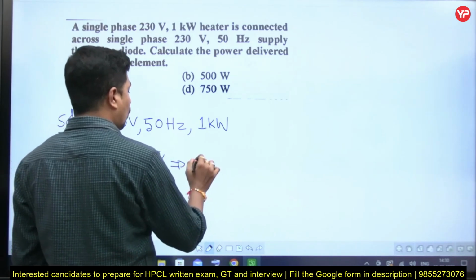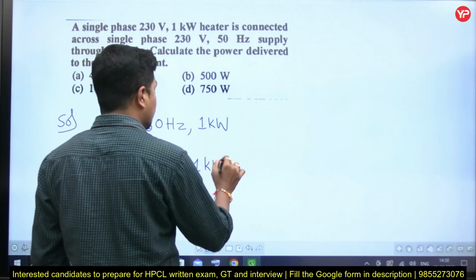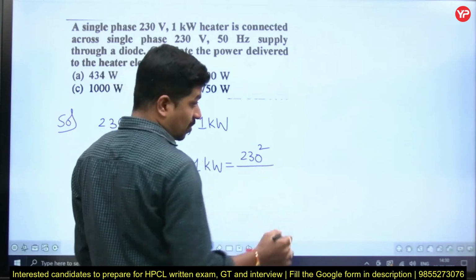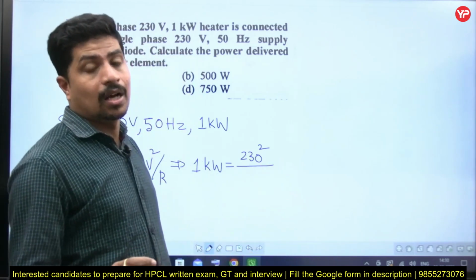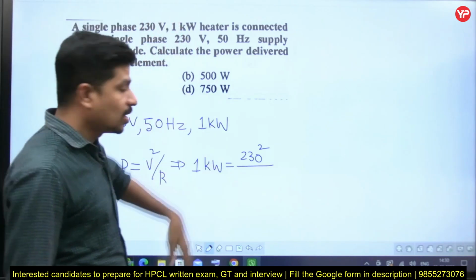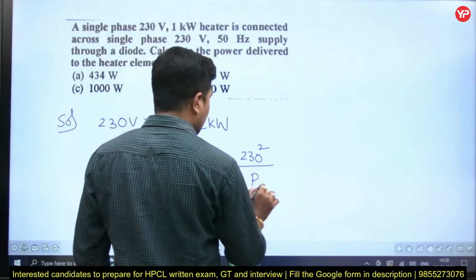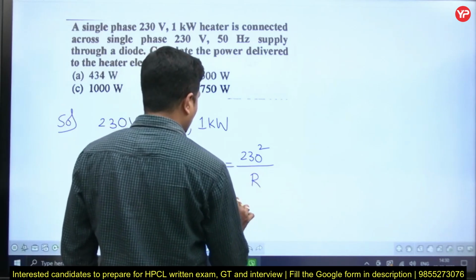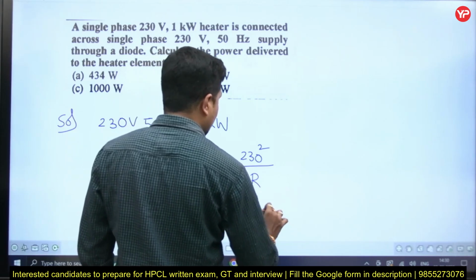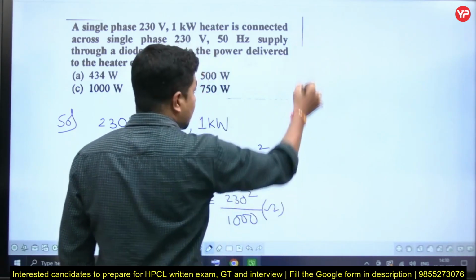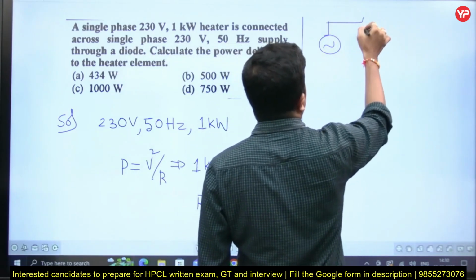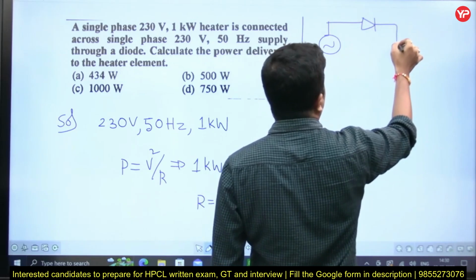That implies 1 kilowatt is equal to 230 whole square by R. Always the given voltage is the RMS value unless he mentions it as a peak value. Suppose that fellow says this is a peak value, then it is a peak value; otherwise it is always RMS. So we get this resistance R equal to 230 square divided by 1000. This is the resistance you are going to have. But he said he is connecting that heater through a diode.